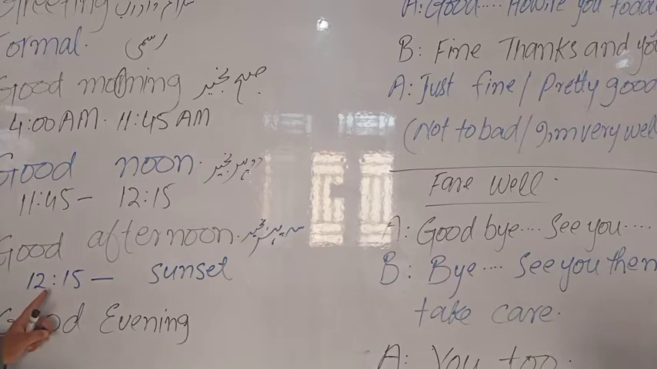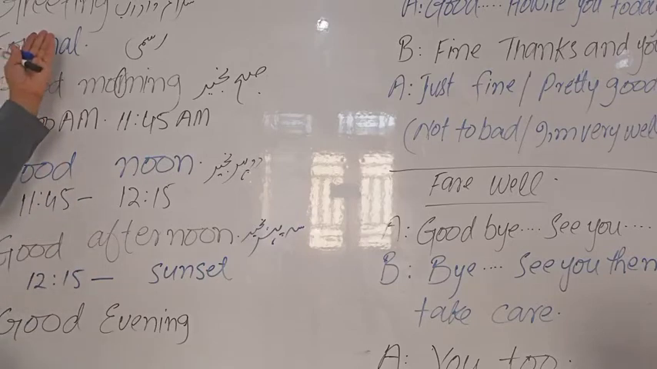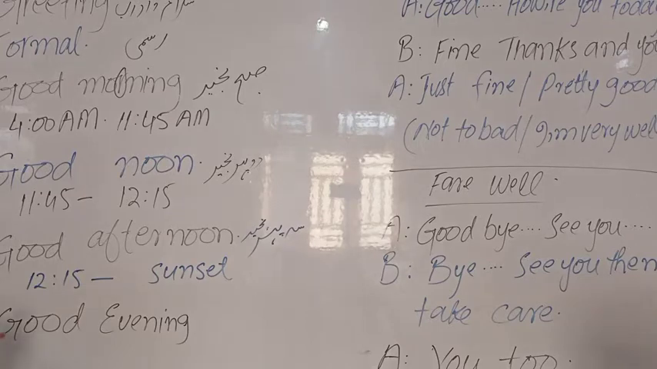So from 12:15 till sunset or 10 minutes before sunset, the native speakers use good afternoon during that time when they meet each other and want to greet. So they say good afternoon, how are you today? Like this. And the next one is good evening.